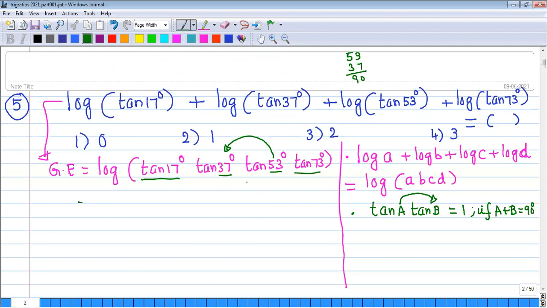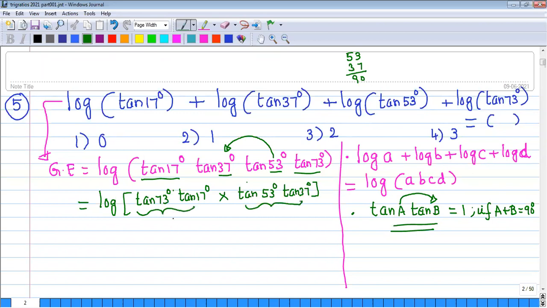So now we can write log of tan 73 into tan 17, multiplied with tan 53 into tan 37. These two satisfy this formula: tan A into tan B is equal to 1 if A plus B is equal to 90. So this is 1, this is 1. So 1 into 1 is 1. Logarithm of 1 to any base is always 0. The answer is 0.